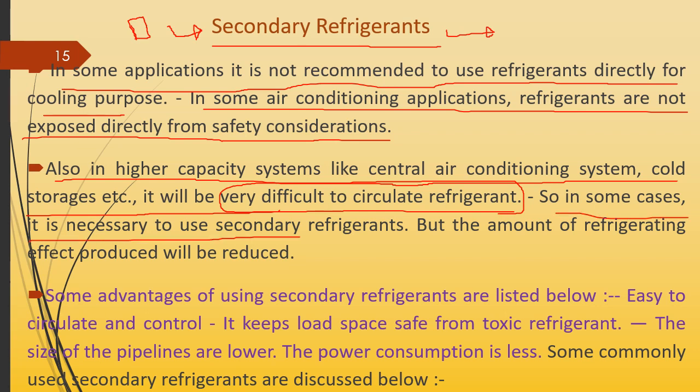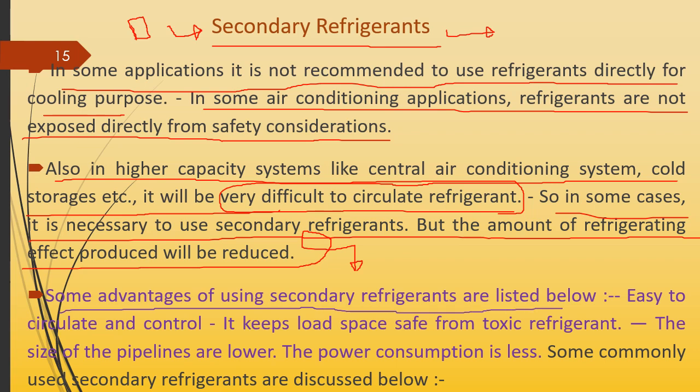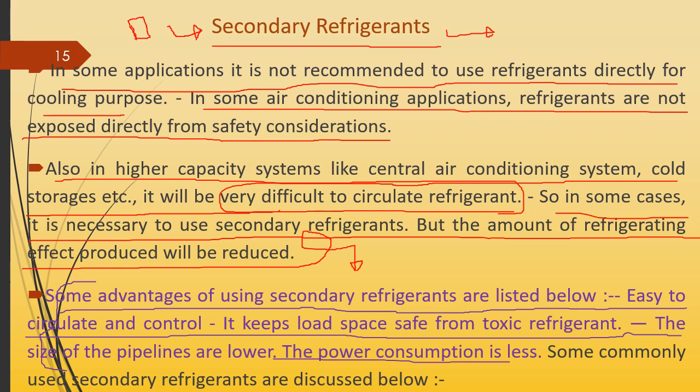So in some cases it is necessary to use the secondary refrigerant, but the amount of refrigerating effect produced will be reduced. If we go for secondary refrigerant, the refrigerating effect will be reduced. But there are some cases where we have to go for secondary refrigerant for safety consideration. Some advantages of using the secondary refrigerant are that it is easy to circulate and control. It keeps the load space safe from the toxic refrigerant, and the size of pipelines required is smaller. The power consumption is also less. So these are some advantages of secondary refrigerant, which include safety, easy control of circulation, less power consumption, and smaller pipeline size.